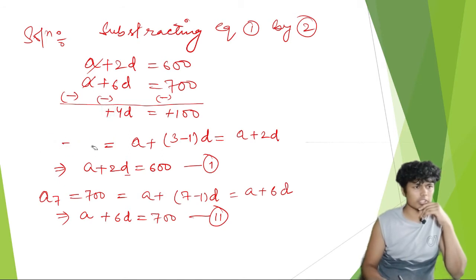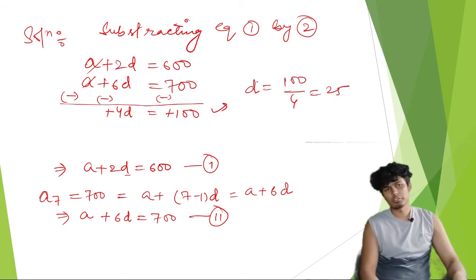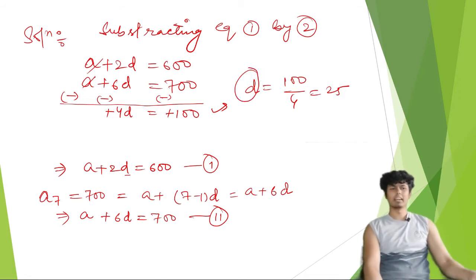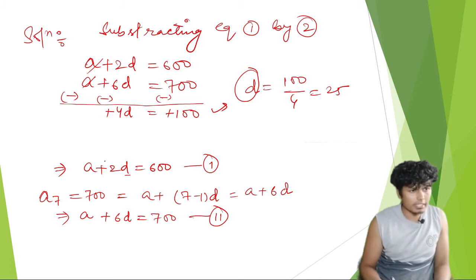So let me rough out even this one. And then from here, D is equal to 100 divided by 4, which is 25. We got the value of D. Clear? Now we need to find the value of A. Let us put the value of D here.